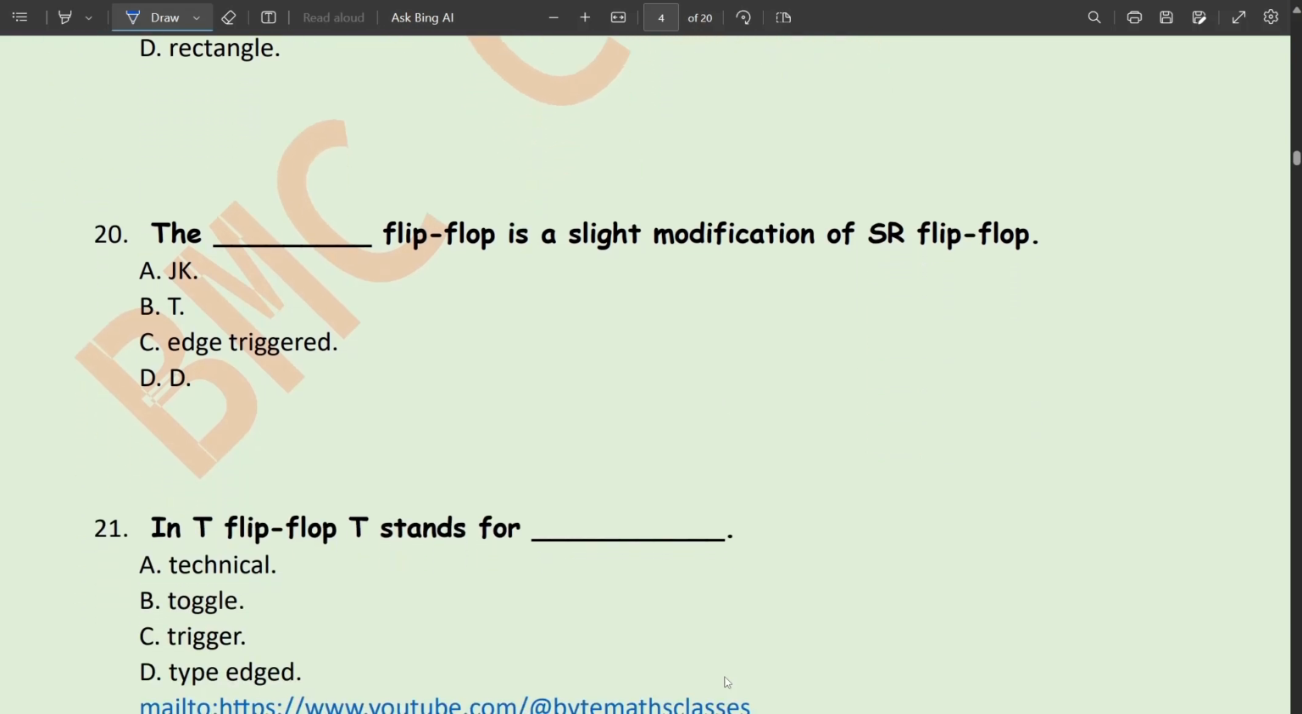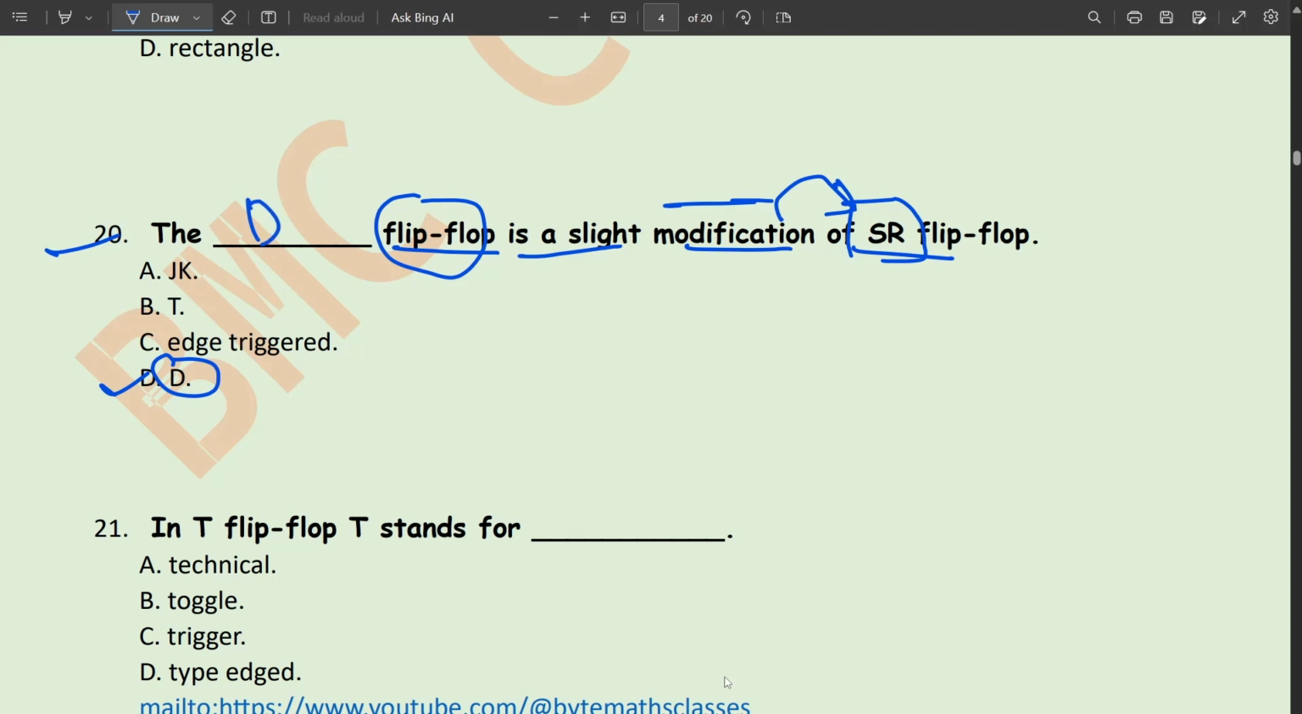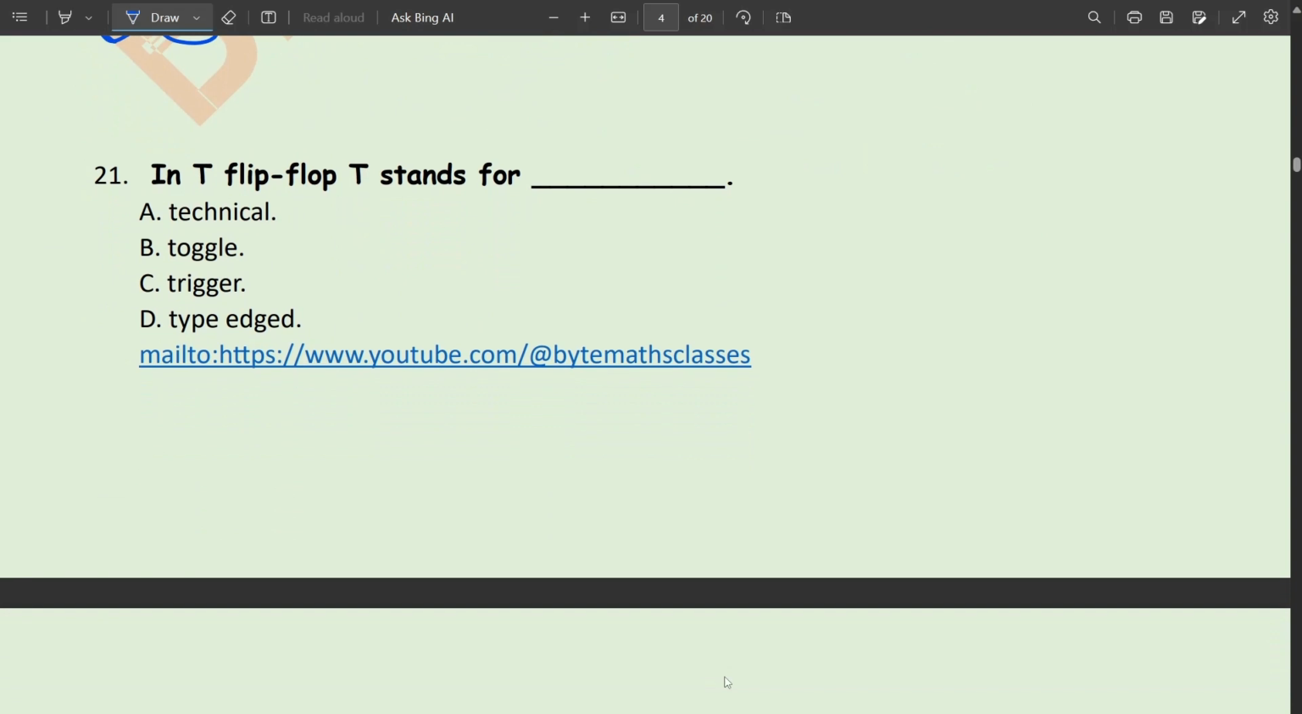Next. Which flip-flop is a slight modification of the SR flip-flop? The answer will be option D. The D flip-flop is a modification of SR. Next. In a T flip-flop, T stands for toggle. We have discussed this in the previous video, so go and watch that.